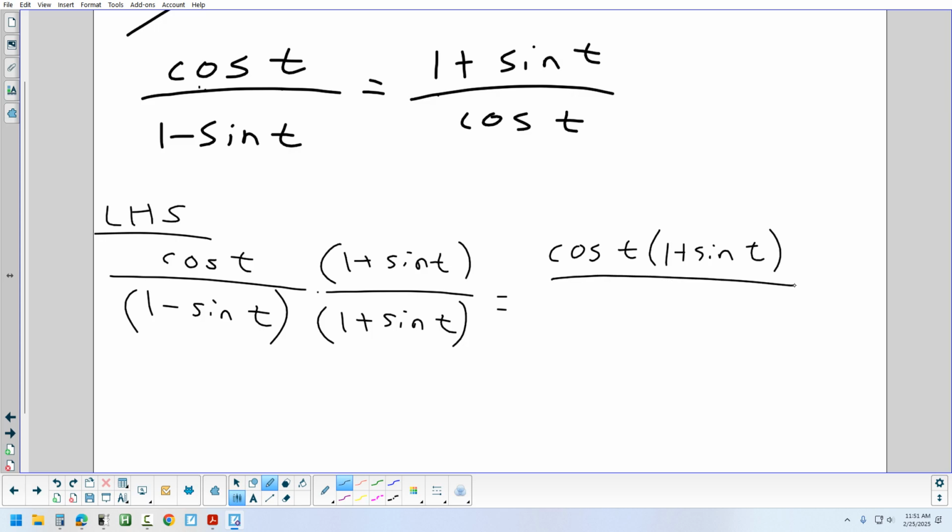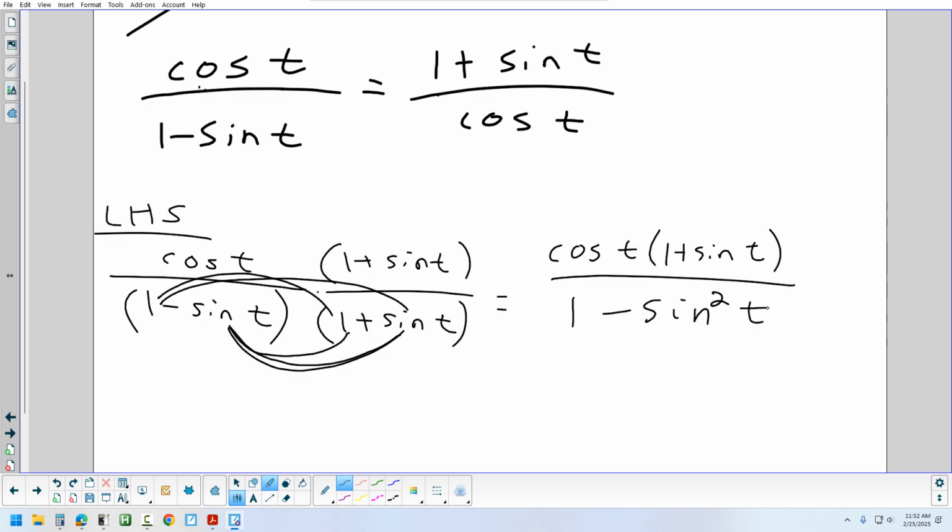All right, so now let's FOIL it up. What's 1 times 1? 1. We get 1. And then 1 times sine? Sine. And 1 times negative sine? Negative sine. Okay, so those are gone. We had positive sine, negative sine, that's 0. Last thing is negative sine times positive sine. What's a negative times a positive? Negative. And what's sine times sine? Sine squared.